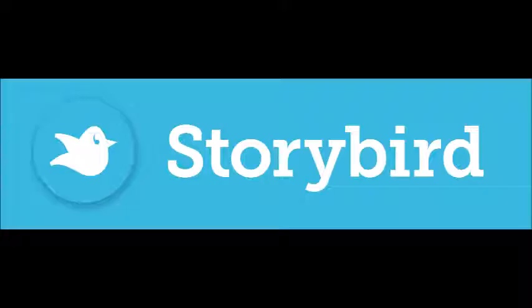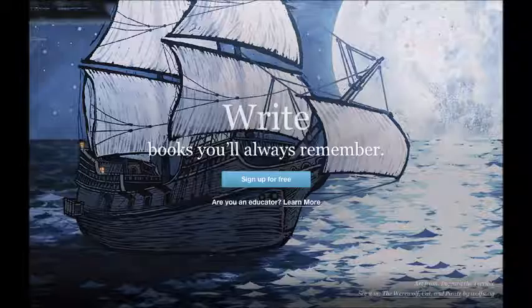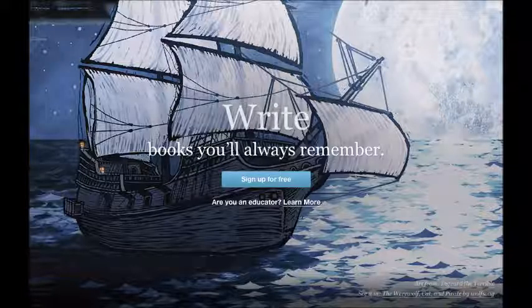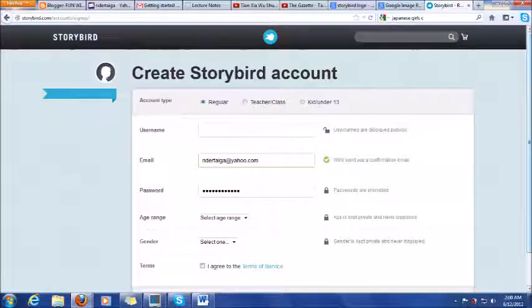You can type this website address into your browser: www.storybird.com. You can click on the blue button to sign up for free. Then you can fill out the form to create your user name and password.